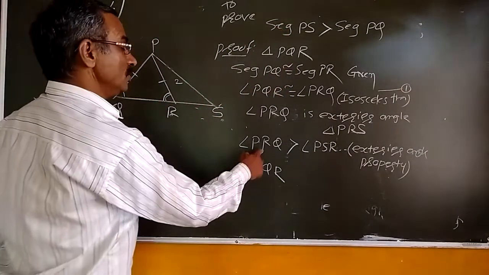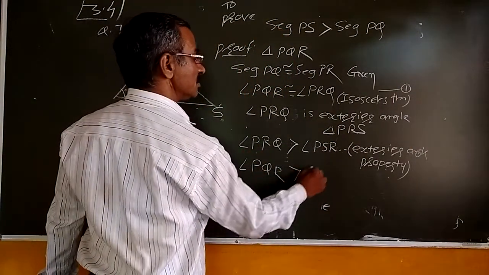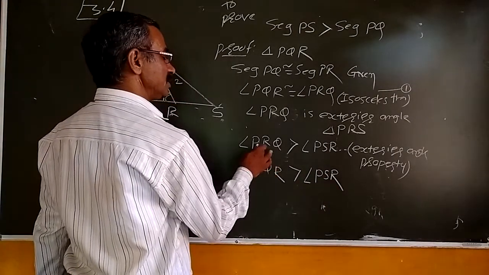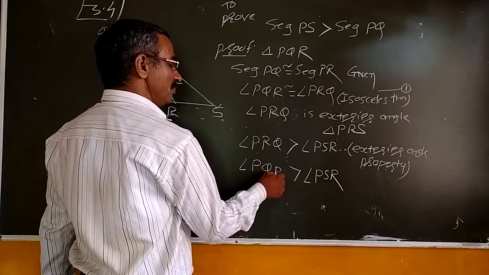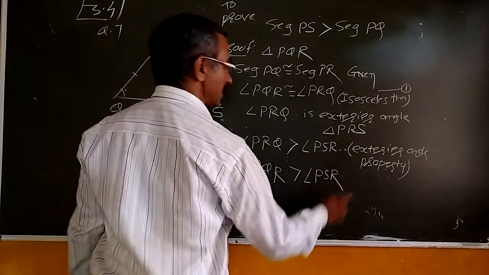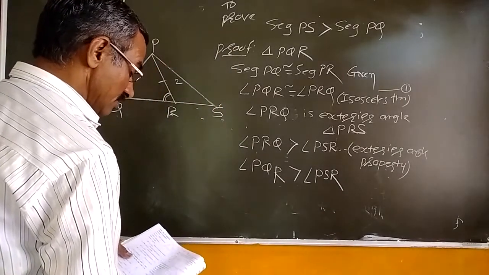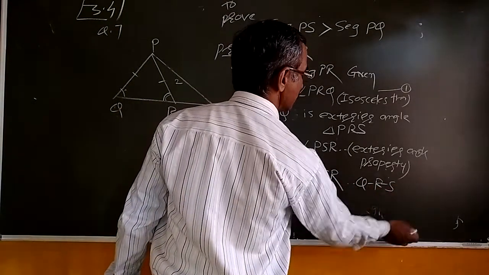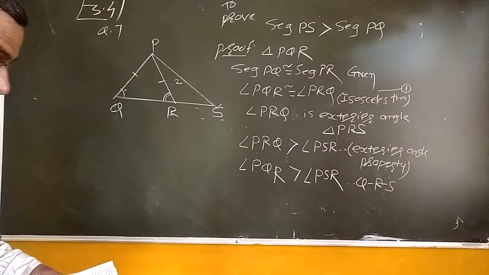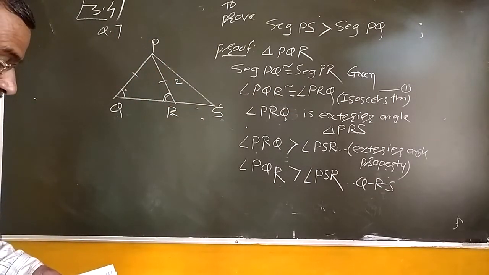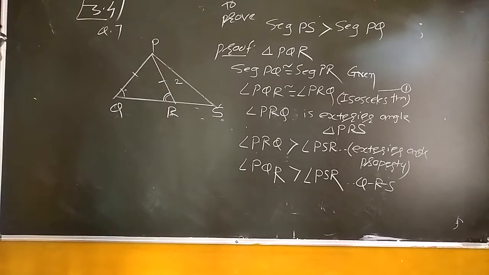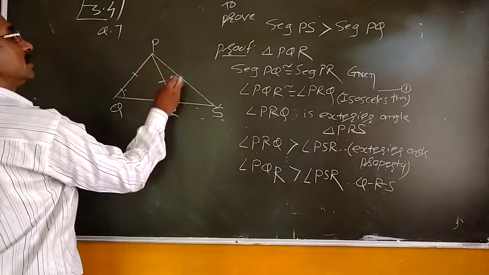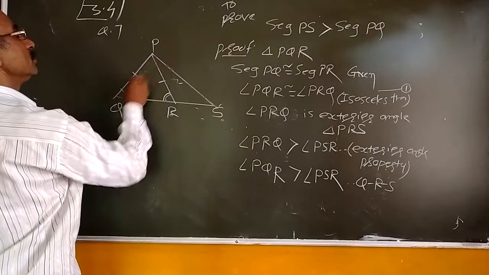So angle PQR is also greater than angle PSR, because both are equal. Instead of PRQ, we are taking PQR, and it is also greater than PSR. R is in between Q and S. Then in the total triangle PQS, this is the first, second, and this is the total triangle.